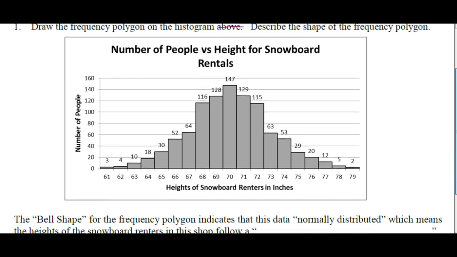Okay, so we're going to drag this down a bit. Remember, a frequency polygon, what we do is we put a dot in the middle of each bar, because we're using that dot to represent the particular height. In this case, we actually have the heights to the nearest centimeter. So we put dots in the middle of each bar, and then we join them with straight lines.